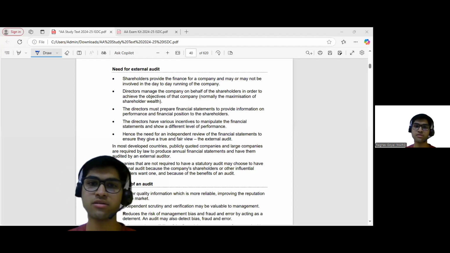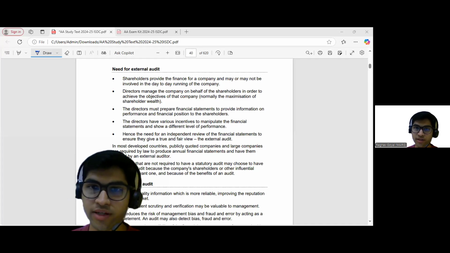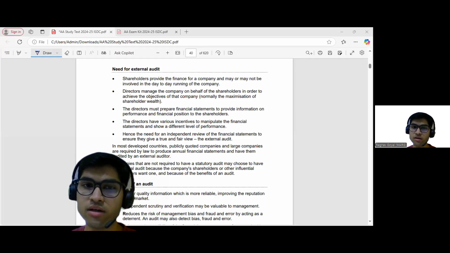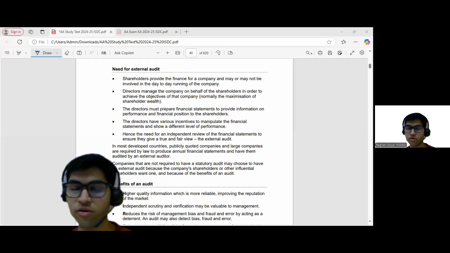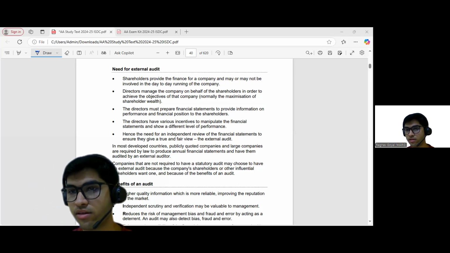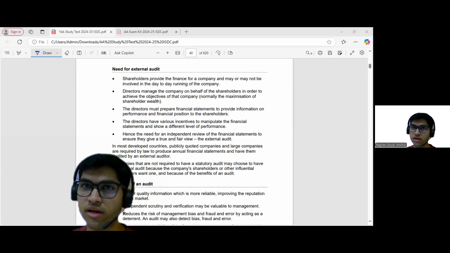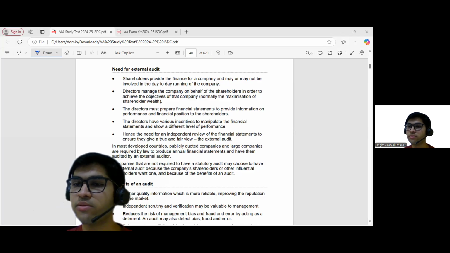So why do we need external audit? Similarly, like I said before, shareholders provide the finance for a company and may or may not be involved in the day-to-day running of the company. Directors manage the company on behalf of shareholders in order to achieve the objectives of that company. So the directors must prepare financial statements to provide information on performance and financial position to the shareholders. So shareholders are basically the ultimate owners of the business, and directors are the ones who have been trusted with these resources to run the business.